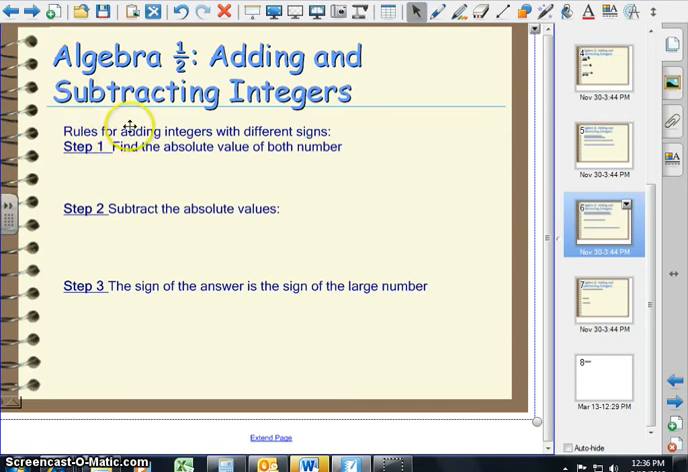So, rules for adding integers with different signs. Step 1, find the absolute value of both numbers. Step 2, subtract the absolute values. Step 3, the sign of the answer is the sign of the larger number.